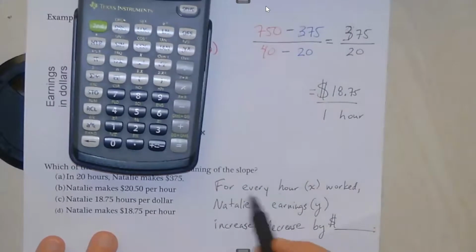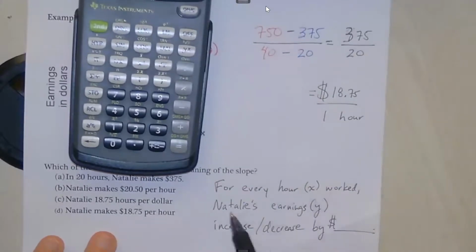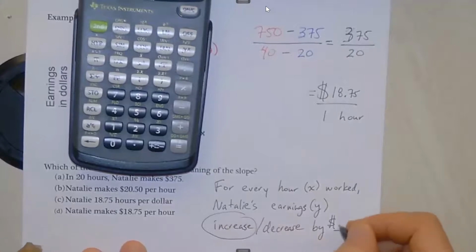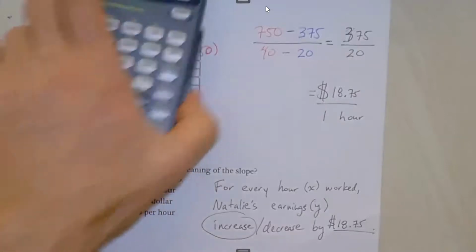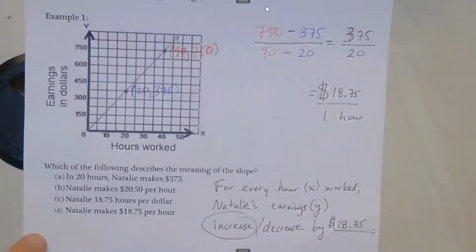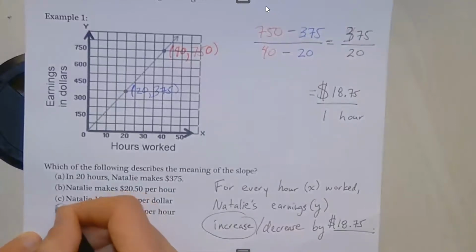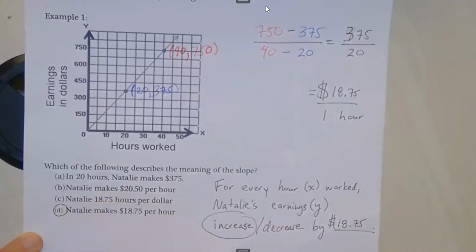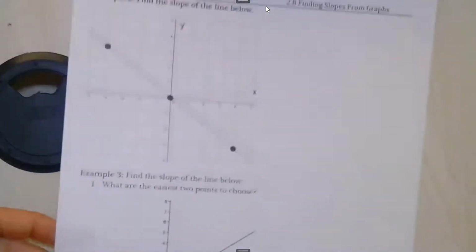That means for every hour worked, Natalie's earnings increase by $18.75. That's the same as saying that Natalie makes $18.75 per hour. We'll do one other quick example.